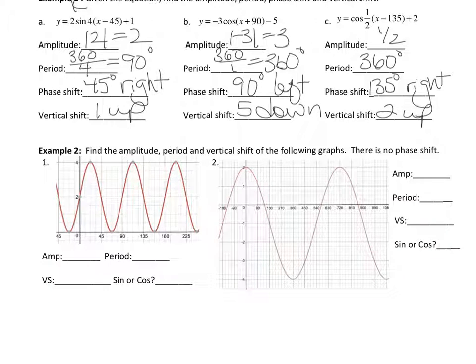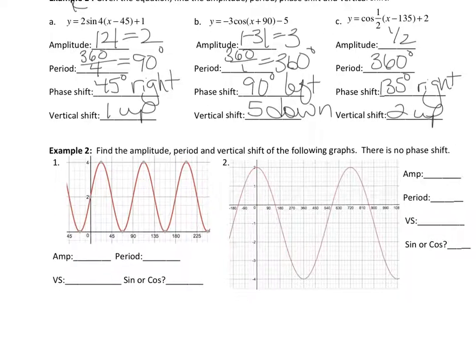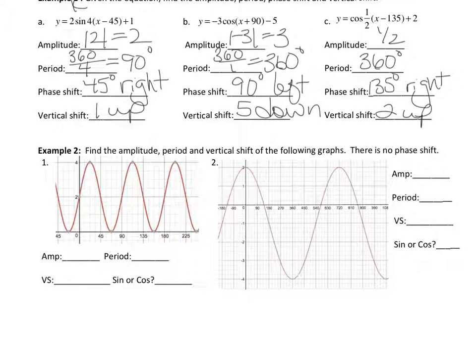Okay, the last example, in example 2, you're given the graphs and asked to identify the amplitude, period, and vertical shift. In this case, you are told that there is no phase shift. So we know we don't have any value of h. It has not been shifted horizontally.